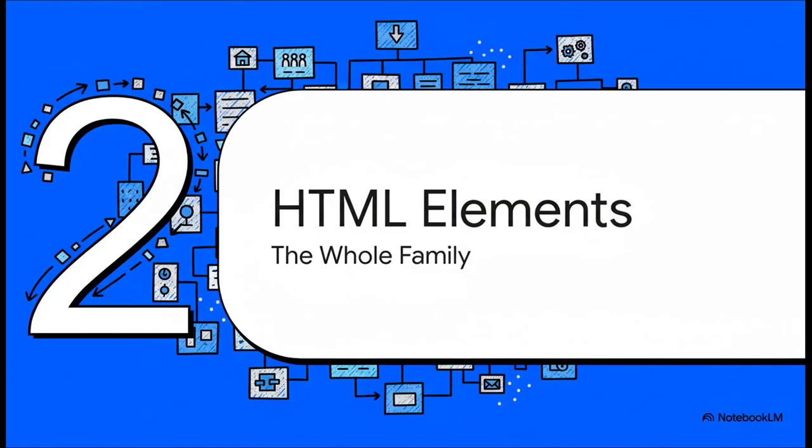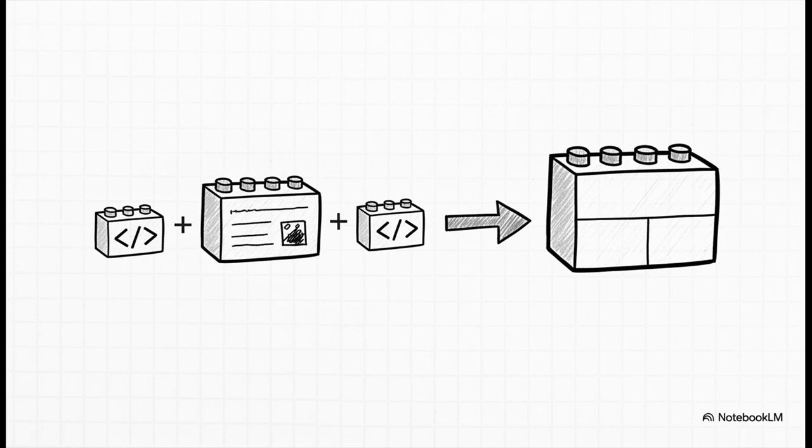All right, so now we're going to pull the camera back a bit. We're not just looking at the individual actors anymore, we're looking at the whole scene, the entire family. And this is what we call an HTML element. This is probably the most important formula to remember. An element isn't just the tag itself. Nope, it's the whole package deal. You've got the opening tag, then the actual content, the text or image or whatever, and finally the closing tag to wrap it all up.